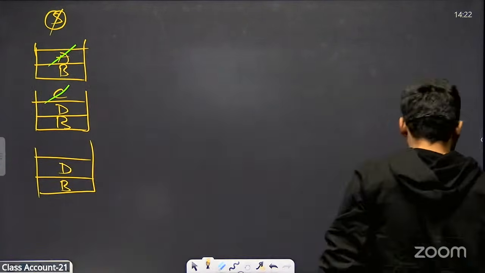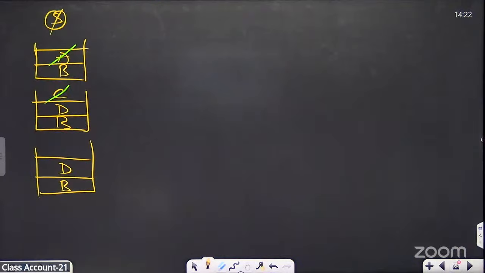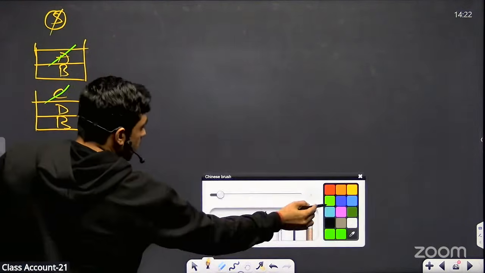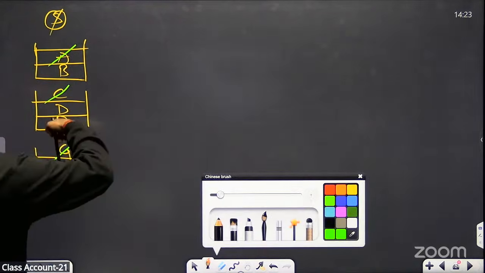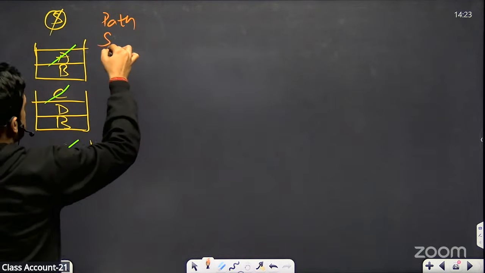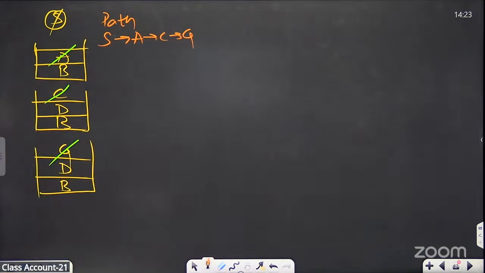Now C has how many children? C has a single child, that is G. So now I would be exploring G, and G is the goal node. So what is the path that is given? The path is S to A to C, and C to G. This is the path that is given, right?